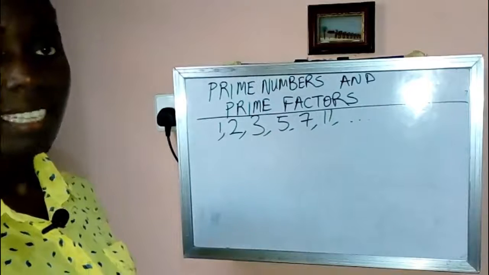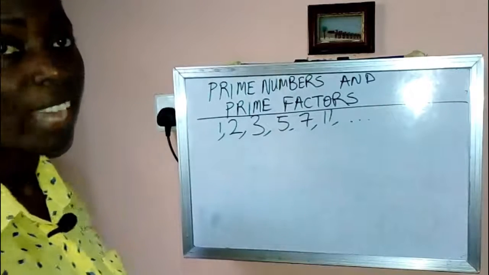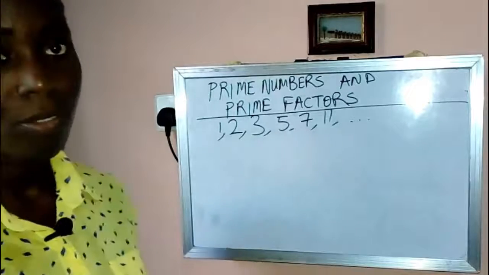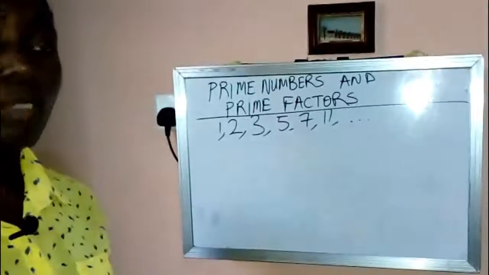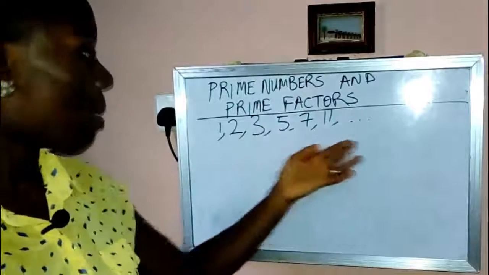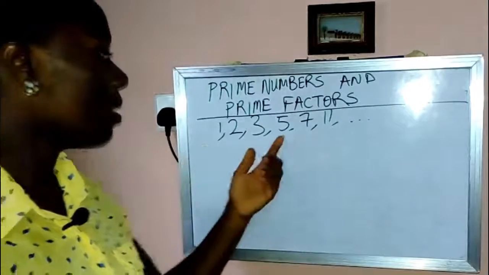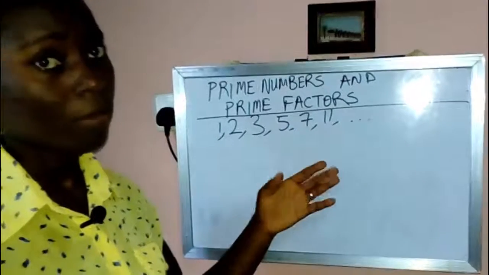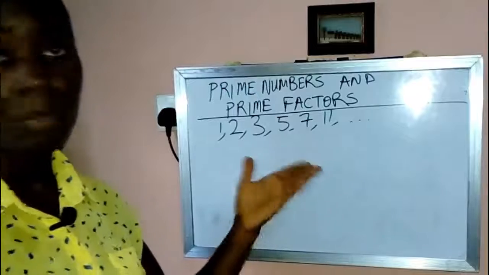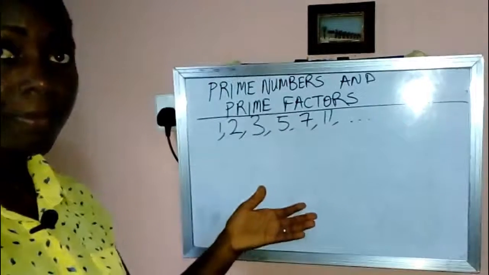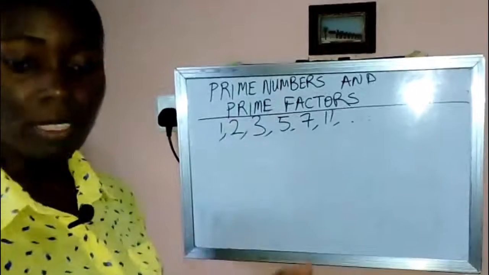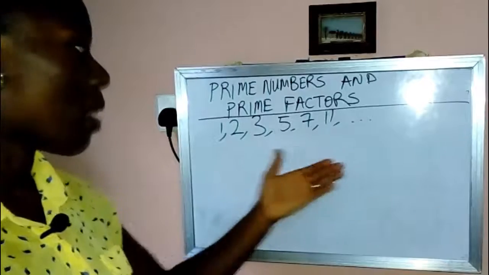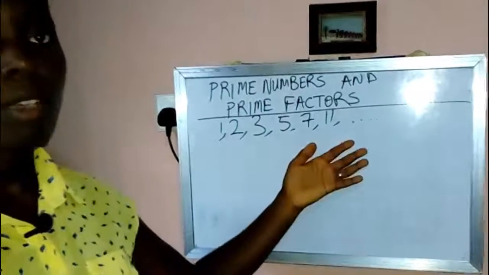Prime numbers, like I said again, are numbers that can only be divisible by 1 and itself. No other number can divide these numbers. So these are the first prime numbers that we know: 1, 2, 3, 5, 7, 11. Some people would say 9. 9 is not a prime number. Why? Because 9 can be divided by 3. 9 divided by 3, I have 3. So 9 is not a prime number. These are the first prime numbers we know.